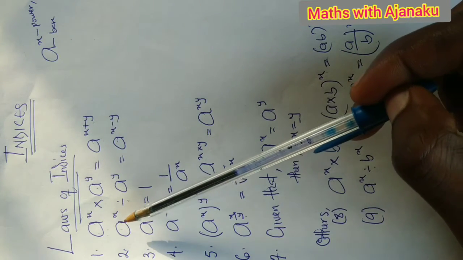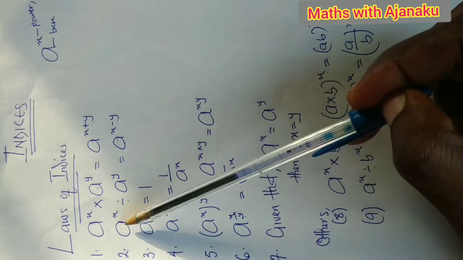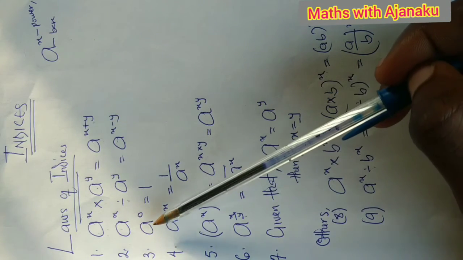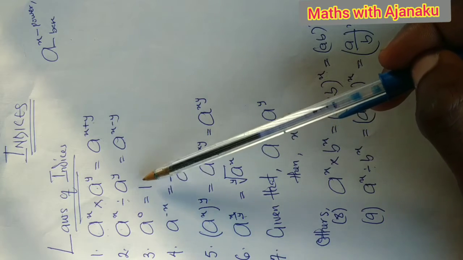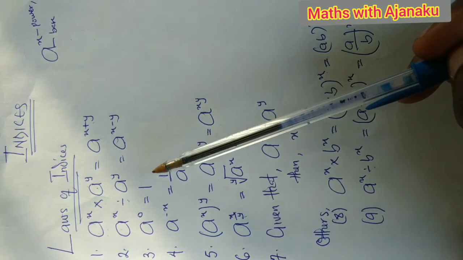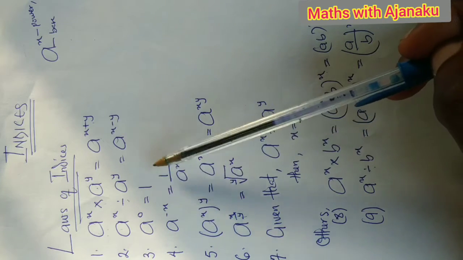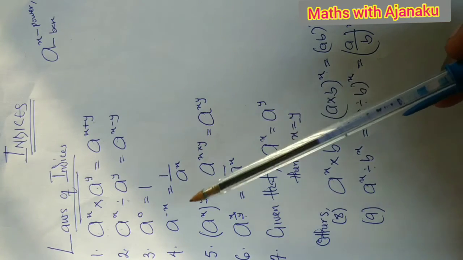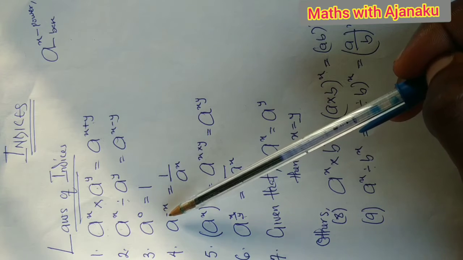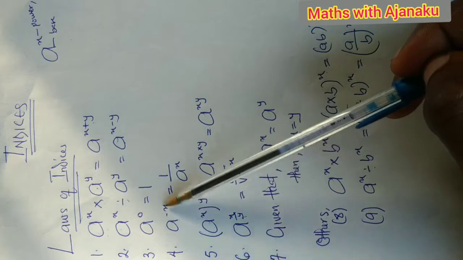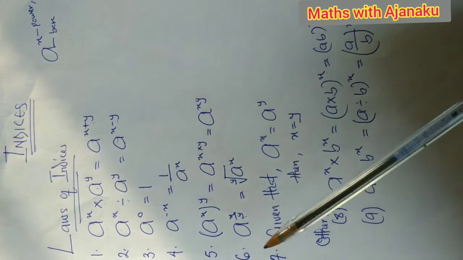The second is if you have division in between these two numbers, you bring one of the base out, you subtract the powers. The third says a raised to power 0 is equal to 1, meaning anything raised to power 0 is always 1. Fourth, a raised to power minus x equals 1 over a raised to power x. The minus being part of the power there becomes 1 all over, then you join the base and the power together at the other side.